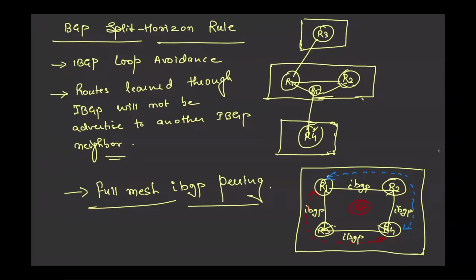So your IBGP peering doesn't need a physical direct connectivity. It can form a peering between n number of devices as long as you have connectivity between them.